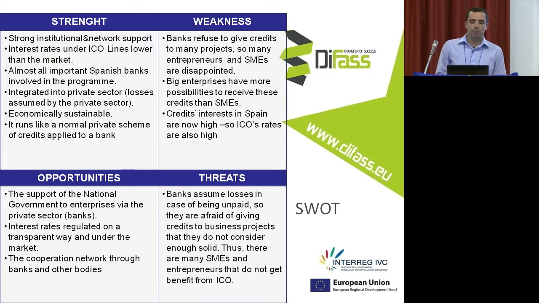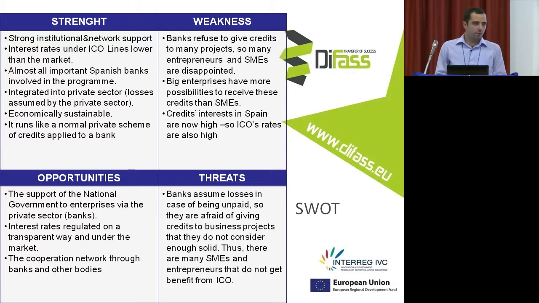As weaknesses, the banks refuse to give credits to many projects, so many entrepreneurs and SMEs may be disappointed by this. Big enterprises, as happens with normal credits, have more possibilities to receive this credit than SMEs. And now credit interest in Spain is very high, so ICO's rates are also high. In any case, the difference between obtaining a loan by ICO, or from the bank using the ICO instrument, is lower than the average credit provided by the same bank.